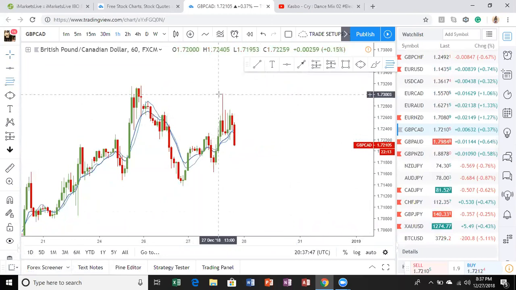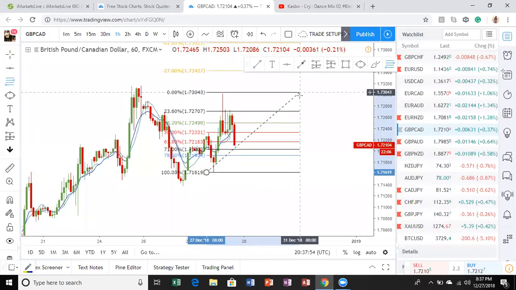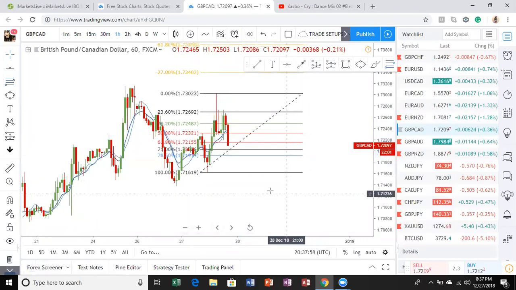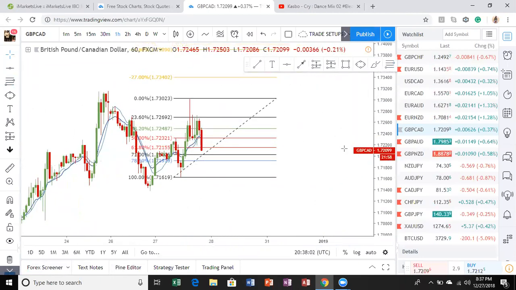Guess what? Another setup from the same place. What the market does is that it repeats itself. It repeats itself. What I would like to see is the market making a wick and pushing back to the upside. Okay.